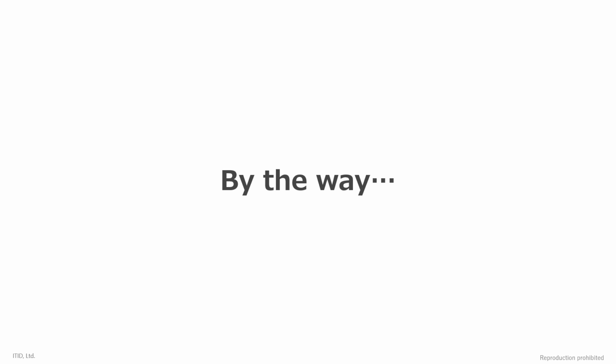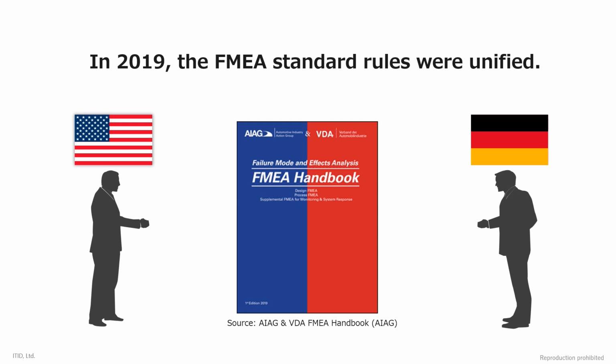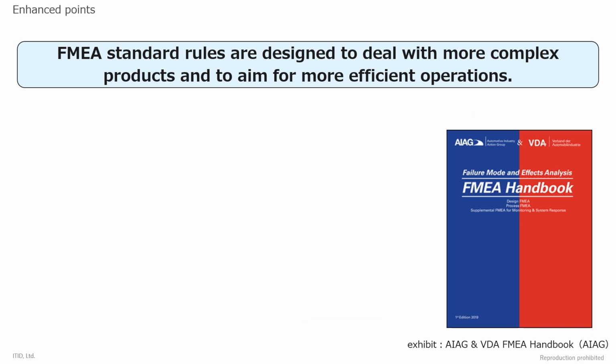Did you know that the standard rules for failure mode and effects analysis were unified in 2019? In 2019, the National Association of the Automotive Industry and the Association of the German Automobile Manufacturers unified the rules for failure mode and effects analysis and developed new standard rules. The following 7 points have been enhanced by the unification of the rules.